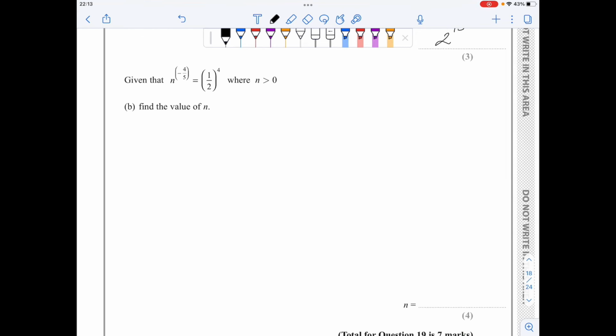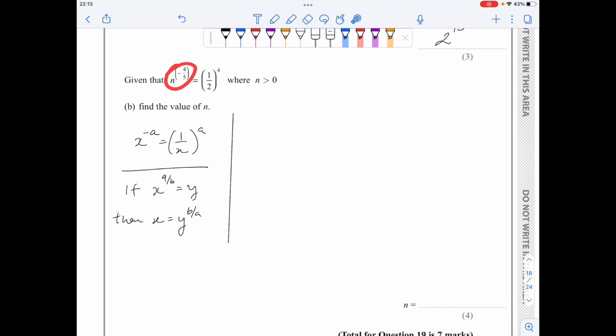For part B, I will need the following two rules. x to the power of minus a is equal to 1 over x to the power of a. And the second rule I'm going to need is the following. If x to the a over b is equal to y, then x equals y to the power of b over a. So using these rules, I can first flip this one.